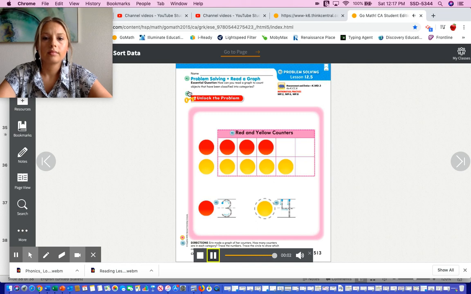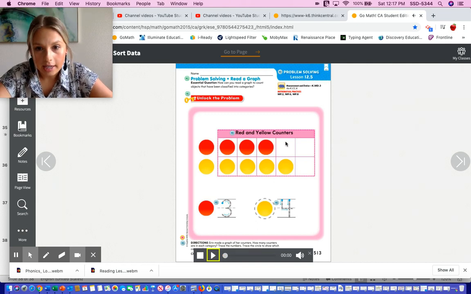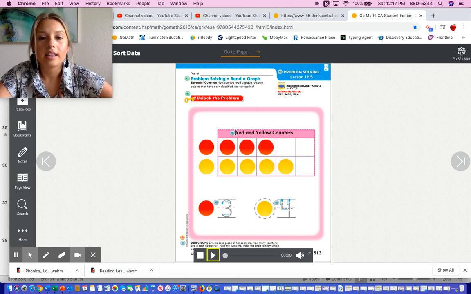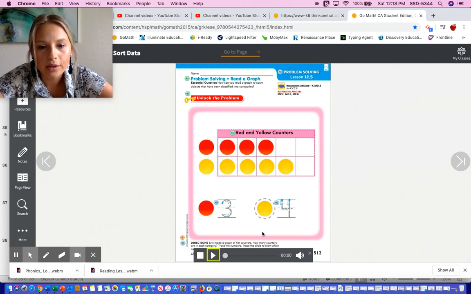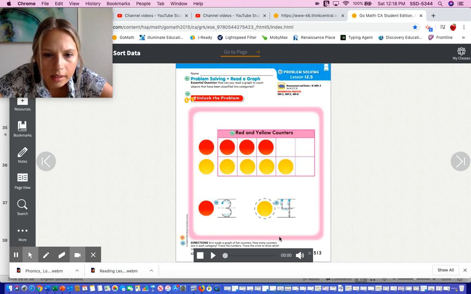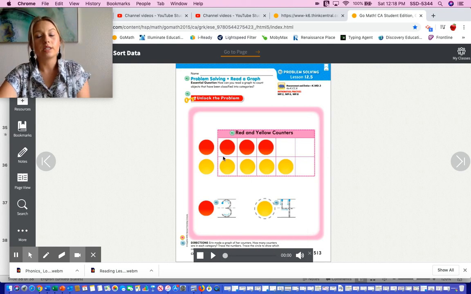Unlock the problem. Okay, so let's take a look at our graph. I see the graph here, kind of looks like a 10 frame. The title of the graph is Red and yellow counters. I see that the reds need to go on top, the yellows need to go on the bottom. Let's count how many red we have. Oh, let me read the question. Erin made a graph of her counters. How many counters are in each category? Trace the numbers and circle, or trace to circle which, I can't read that. Okay, well, Miss Paulina's gonna make it up.